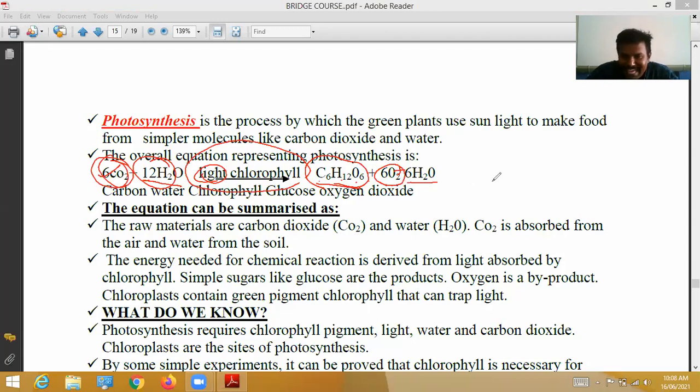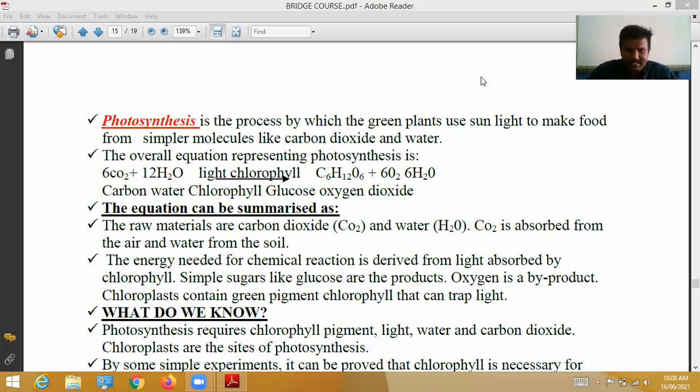So this oxygen is a gas which escapes into the environment. The carbohydrate is stored in various parts of the plant. Oxygen, a life-giving gas, and water vapor are the byproducts formed from photosynthesis.